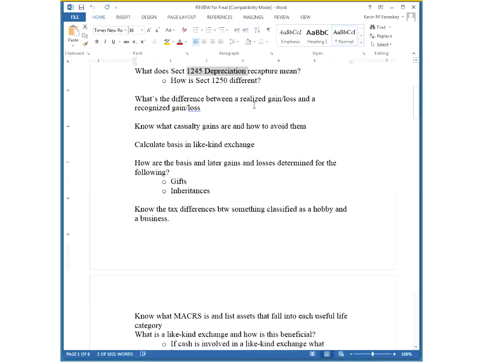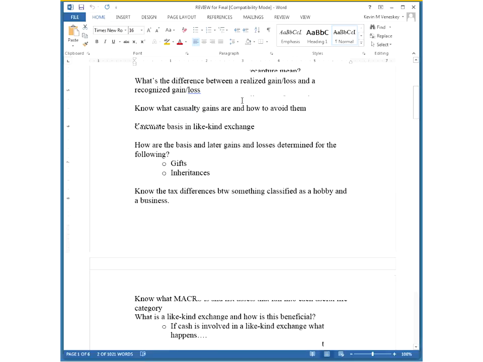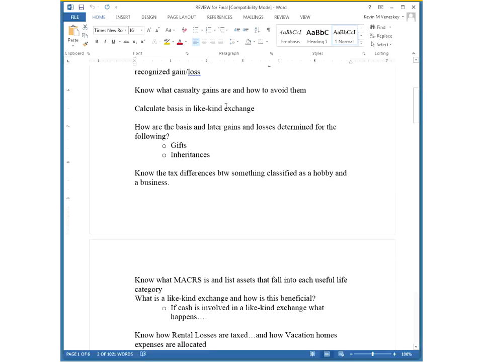Definitely make sure you know the difference between a realized loss and a recognized loss. We went over that in quite some detail in Chapter 7 and in Chapter 12.